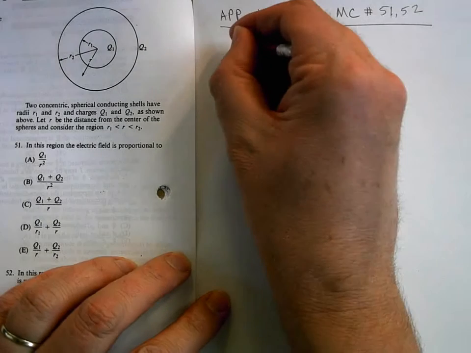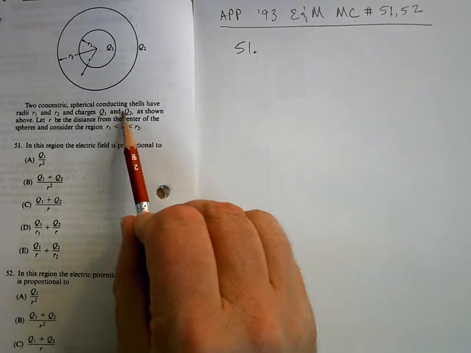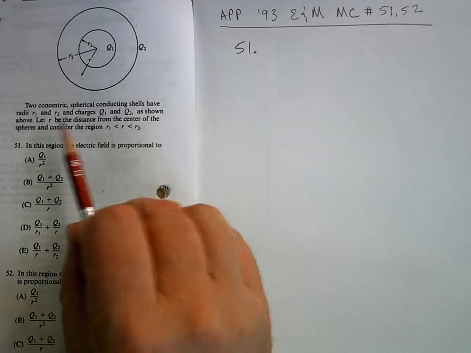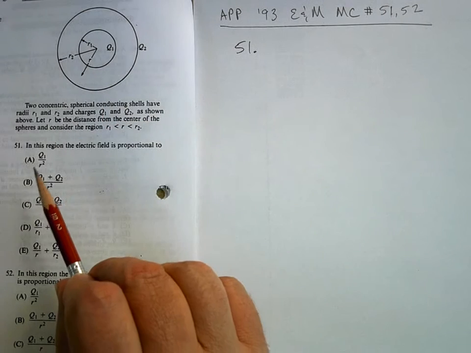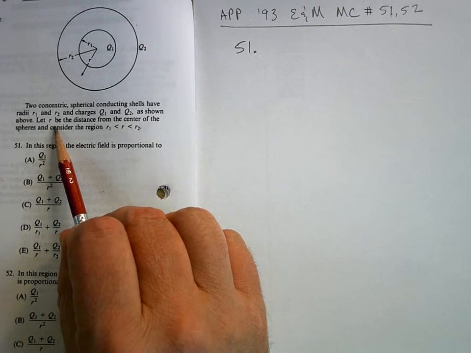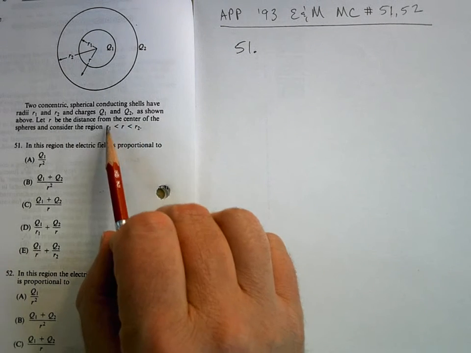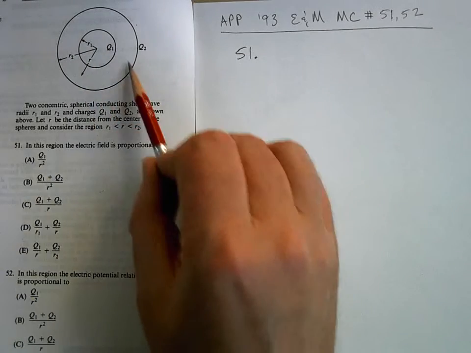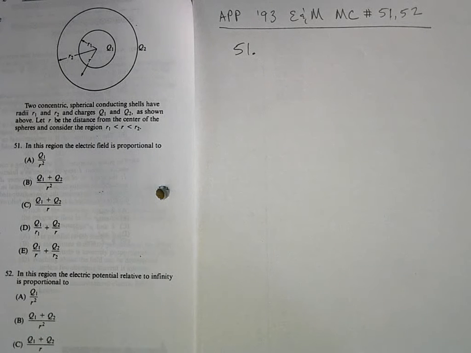Let's do number 51 first. It says we've got two concentric spherical conducting shells, and the first shell has a radius of R1, and the second shell has a radius of R2. And it's got charge Q1 and Q2 as shown. Let R be the distance from the center of the spheres and consider the region between them. In this region, the electric field is proportional to what? This is a very simple application of Gauss's law.